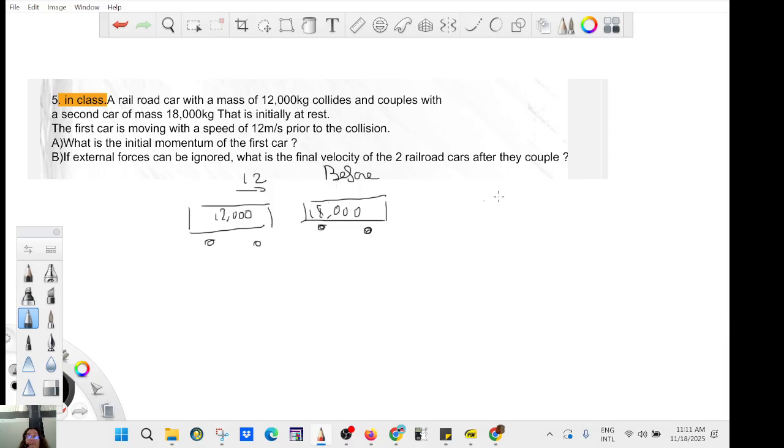So after, they stick to each other, right? So you have one big mass, like the sad ball. So you increase the mass, so the speed will decrease, and the momentum is the same.